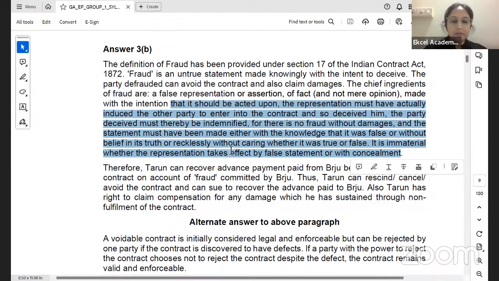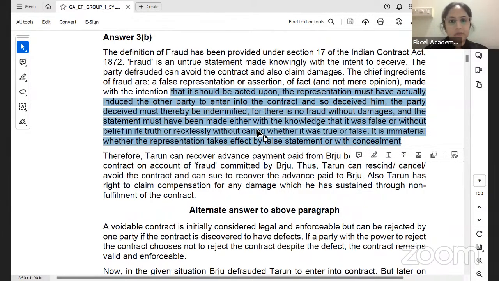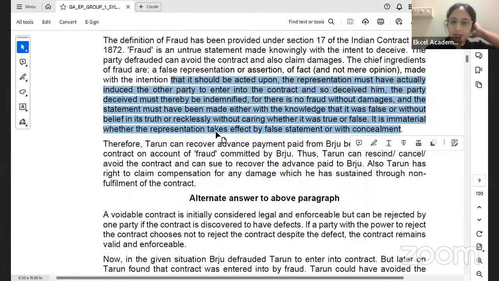So the party deceived must thereby be indemnified. So you have to make good the loss. You can claim the damages. And the statement must have been made either with the knowledge that it was false, or without belief in its truth, or recklessly without even caring whether it was true or false. Correct? So this is correct.